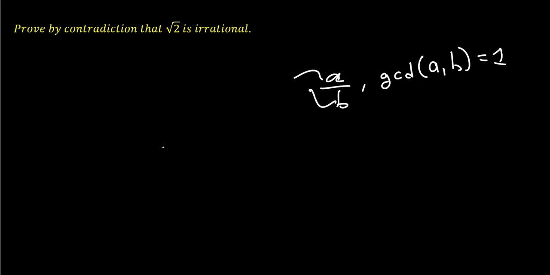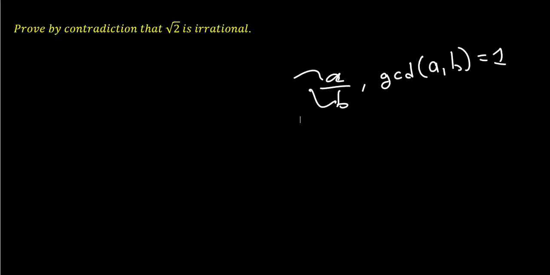A rational number is any number which can be expressed in the form a over b, such that the greatest common divisor between a and b is 1. So it means that the only number which can divide both the numerator and the denominator is 1. It definitely tells us that a and b are coprime. Now what does it mean for two numbers to be coprime? It simply means that two numbers a and b are coprime if the greatest common divisor between them is 1.